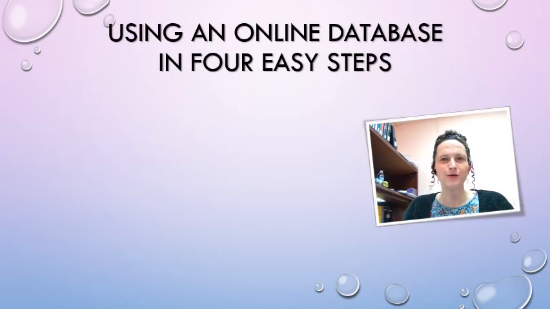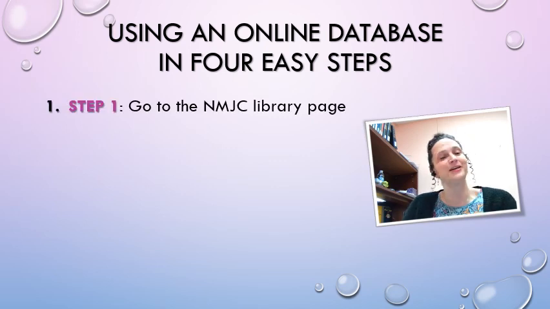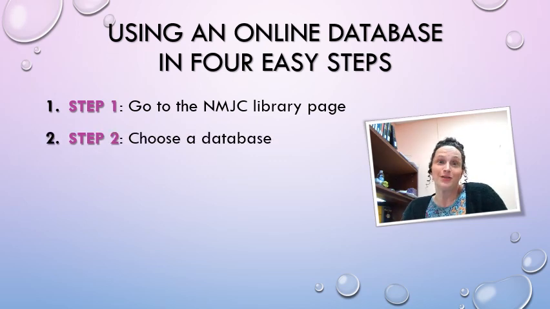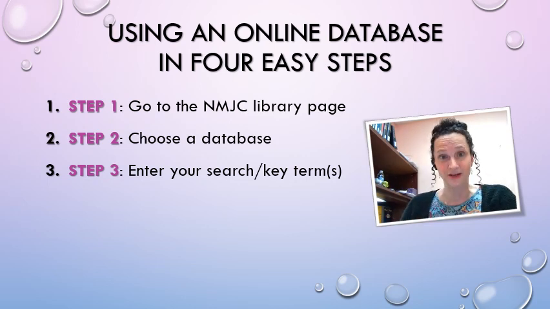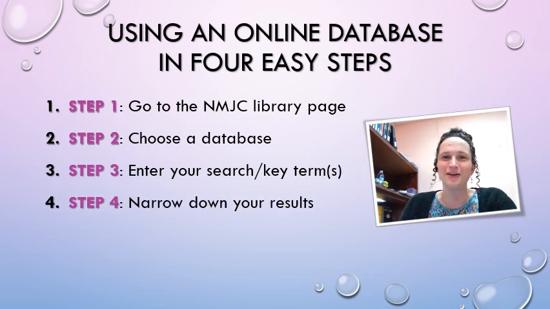All right, now that we're all on the same page in terms of our vocabulary and our language use, we need to talk about how to actually use the online databases. I'm going to be talking about how to use the online databases here at the JC using our website. So, step 1, we have to go to the NMJC library page. Then, step 2, you have to choose a database. Step 3, you're going to enter your search terms so that you can actually be looking for something on the database you have chosen on the library page. And then finally, you're going to have to narrow down your results because you'll have bazillions of results because we just have a whole lot of databases to choose from.